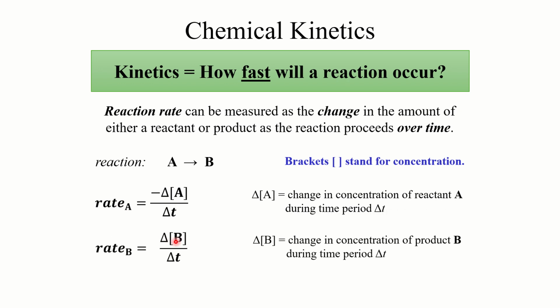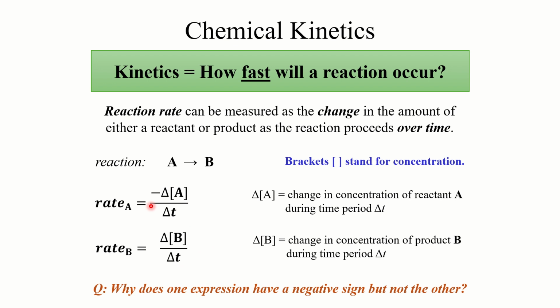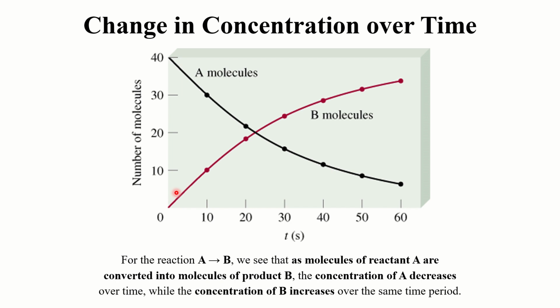We can set up a similar equation here for the reaction rate of B, or the rate of B, where we say that delta [B] divided by delta t gives us the rate of B. So the change in concentration of product B divided by the change in time, or delta t. And again, this first expression has a negative sign because it is a reactant that is being consumed. So anytime you write the reaction rate for a reactant, you are going to want to put a negative sign in front here to cancel out the negative from this change being inherently negative.